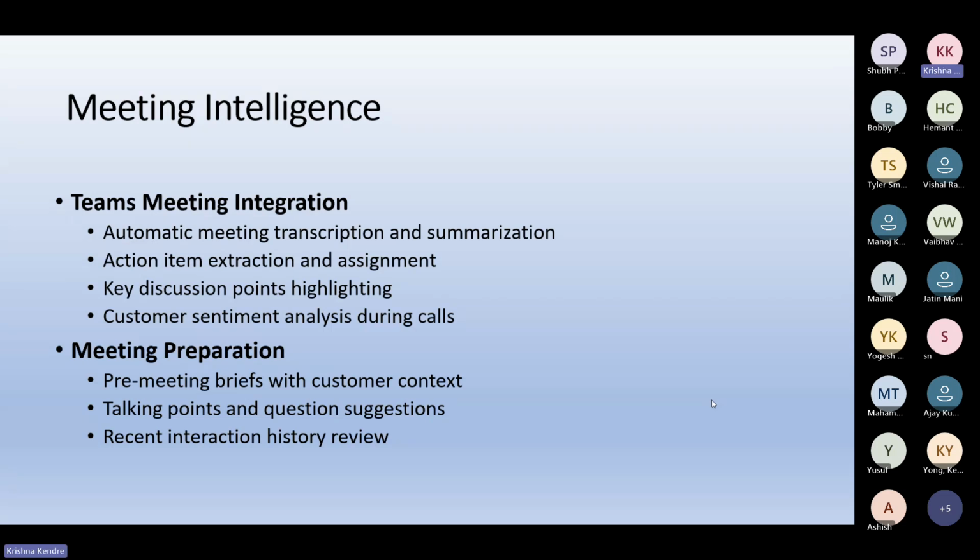So, action item extraction and assignment. AI identifies the action items during the meetings, like follow-ups, tasks, or customer requests, and assigns them to the right team members, reducing the risk of forgetting commitments. And key discussion points highlighting, where the system highlights the critical discussion points, making it easier for a team to revisit the important topics without rewatching the entire meeting.